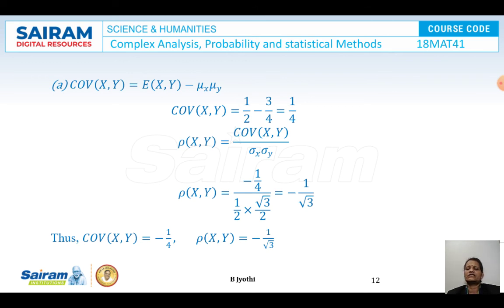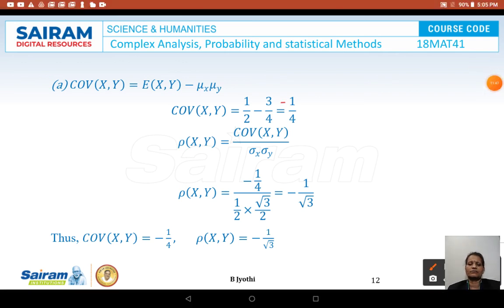Now let's go for the covariance of x and y, which is E of xy minus mu x mu y, where E of xy is found to be 1 by 2 and mu x into mu y is 3 by 4, which gives minus 1 by 4. And at last, rho of correlation of xy, which is given by covariance of xy divided by the standard deviations of x and y respectively. So, rho of xy is given by minus 1 by 4 divided by half into root 3 by 2, which is equal to minus 1 by root 3. Hence, the covariance is given by minus 1 by 4 and the correlation is given by minus 1 by root 3.